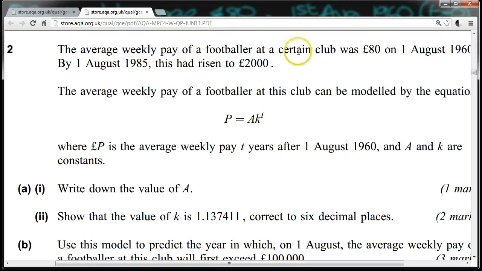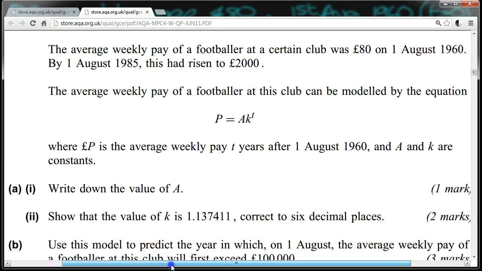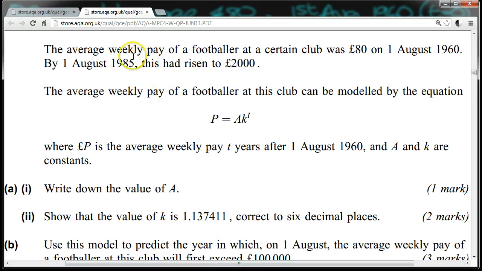The average weekly pay of a footballer at a certain club was £80 on the 1st of August 1960. By the 1st of August 1985, this had risen to £2,000. The average weekly pay of a footballer at this club can be modelled by the equation P equals A times K to the power T, where P is the average weekly pay T years after the 1st of August 1960, and A and K are constants. Write down the value of A.